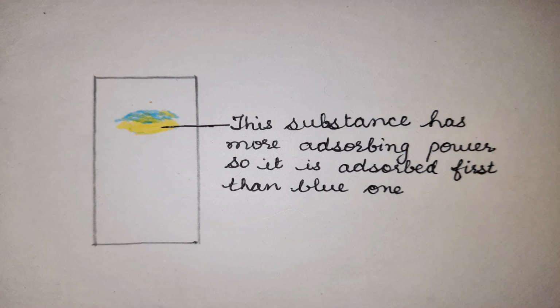Now I am going to explain how chromatograms are formed. As we know, chromatography is based on the difference in the adsorbing power of the different components in a solution. In the same example, the green color appears green but it is a mixture of blue and yellow color. Here yellow color has more adsorbing power than blue one. So it is adsorbed first and then blue, which makes the chromatogram.